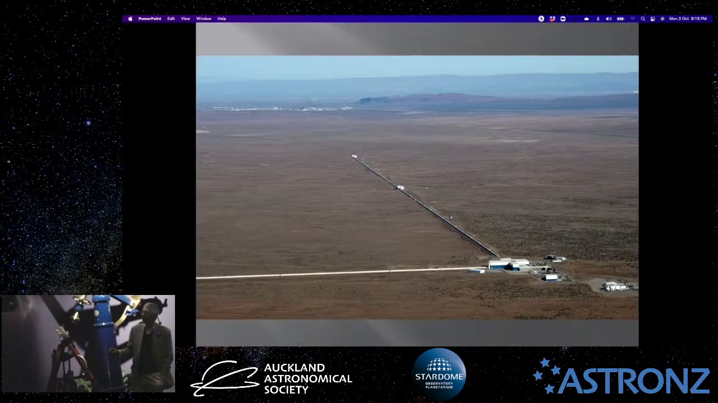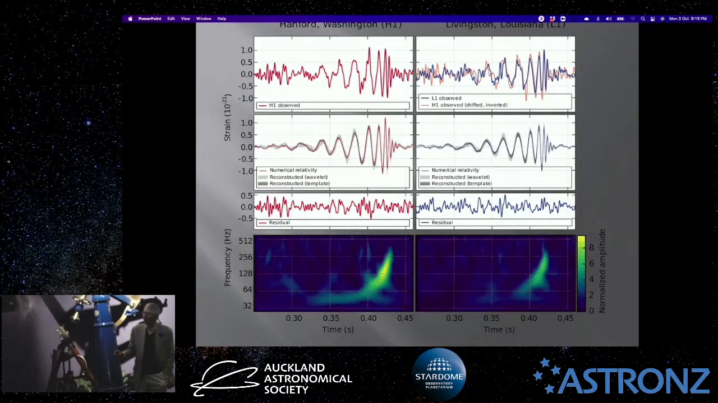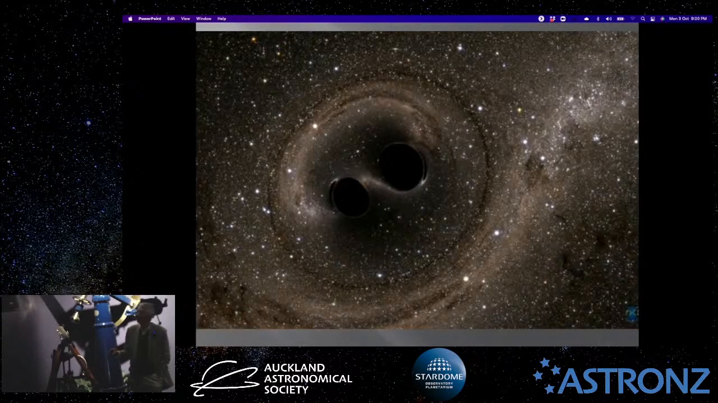And this is one of the LIGO instruments used for detecting gravitational waves. I rather skimped through that because we're running over time. This is one of the first, if not the first, detection of gravitational waves by the LIGO detectors. This is one of the detectors, and this is the other detector, both in the United States, and these are the waves that they detected, caused by two colliding black holes.